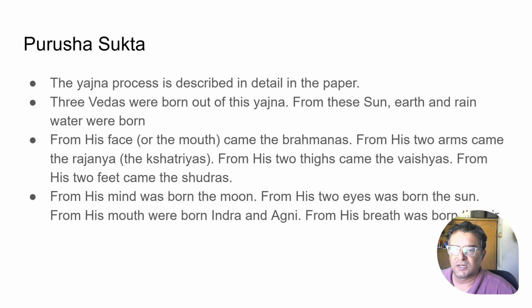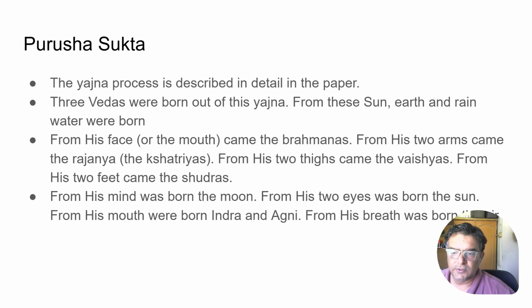From the face of this Purusha came the Brahmins, from his two arms came the Kshatriyas, from two thighs came Vaishyas, and from his feet came the Shudras. This mantra gets a lot of criticism because we somehow confuse the Varna system with the caste system. Here, there is nothing casteist about it. This is just the explanation of the Varna system through the analogy of Purusha and his creation.